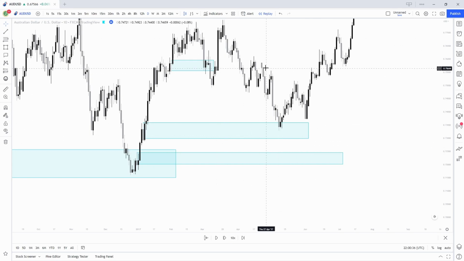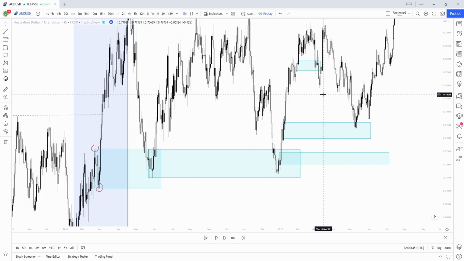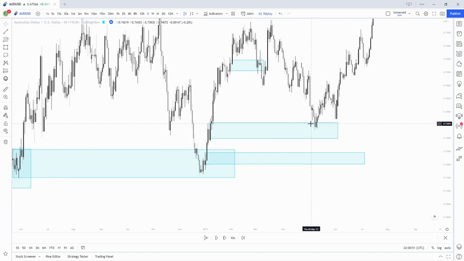So this is why we need entry confirmation, because there's multiple zones that we can identify, multiple zones that could be valid. So make sure that rather than just sticking on one time frame, we are using a multitude of time frames to correctly identify and validate our points of interest.